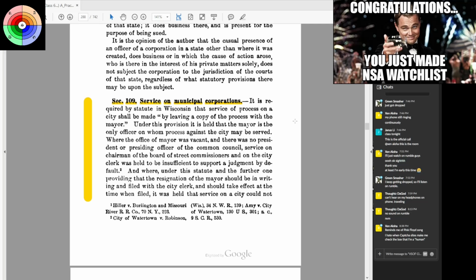So here we go. It is required by statute in Wisconsin that service of process on a city shall be made, quote, by leaving a copy of the process with the mayor. So you want to serve and sue a city? Find the mayor's office. Walk in. Are you the mayor? Yes. Leaving a copy of process with the mayor. There you go, buddy. You're served. Now, of course, don't do this for your own court case.